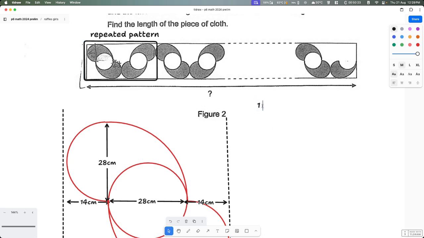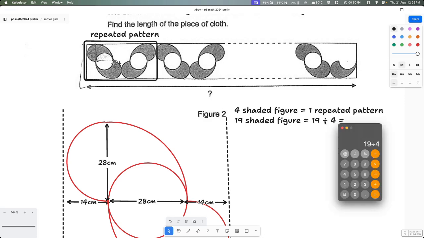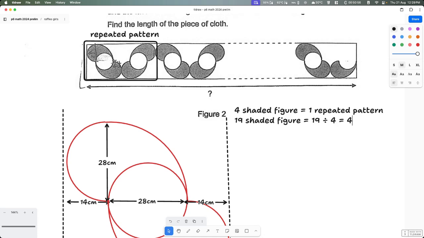So 4 shaded figures is equal to one repeated pattern. So then 19 shaded figures is equal to how many repeated patterns? Which is 19 divided by 4. Let's use the calculator. 19 divided by 4 is 4.75. But we want to round it up to 5. So we have 5 repeated patterns.